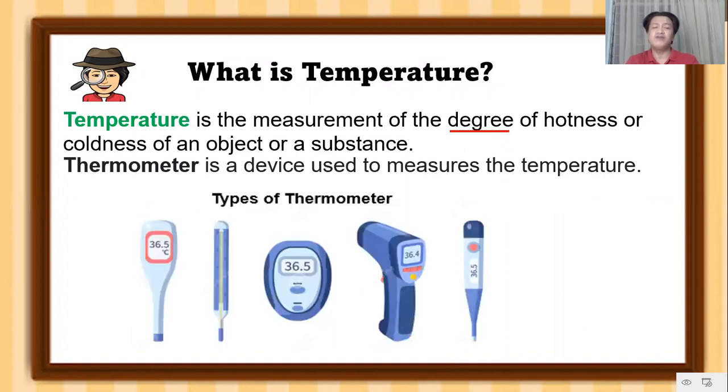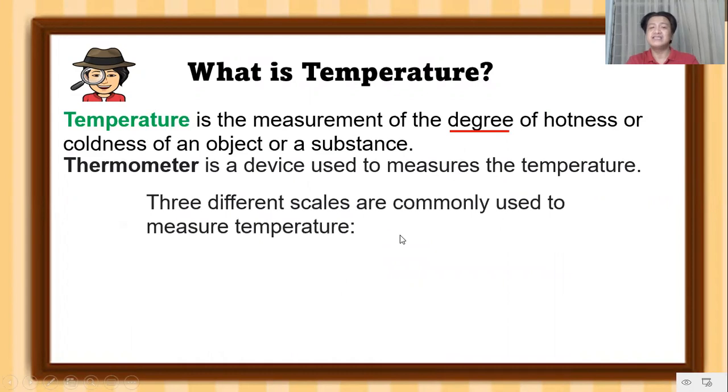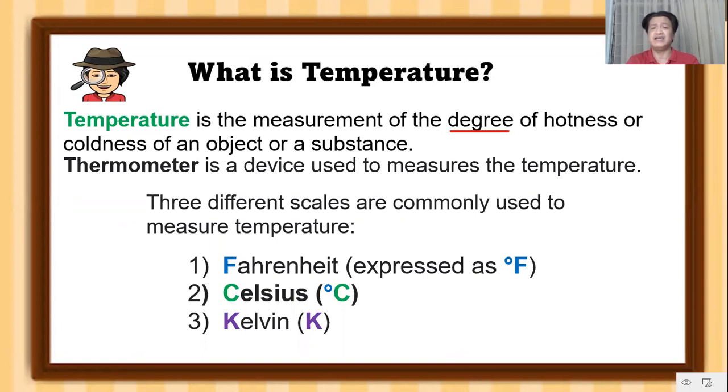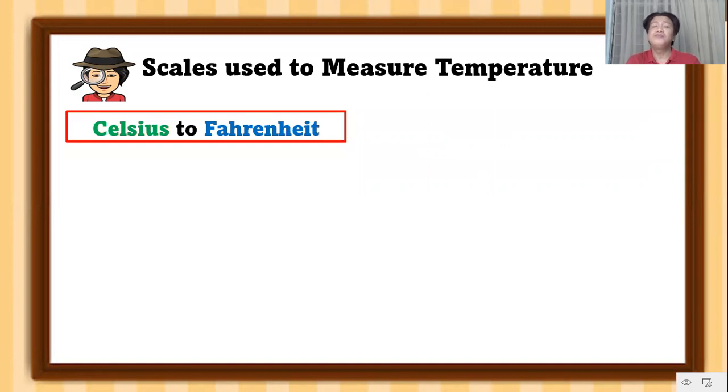So we have the types of thermometer. We have the digitized thermometer. Okay, and then we also have the different scales commonly used to measure temperature. Una dyan yung ating Fahrenheit expressed as degree Fahrenheit. Second, we have the Celsius or degrees Celsius, and that is the Kelvin. Take note, the Fahrenheit and Kelvin are the units of temperature which are used internationally. While yung Celsius naman, ito po yung base unit sa metric. Remember? So with that, we are going to discuss first the scale used to measure temperature.